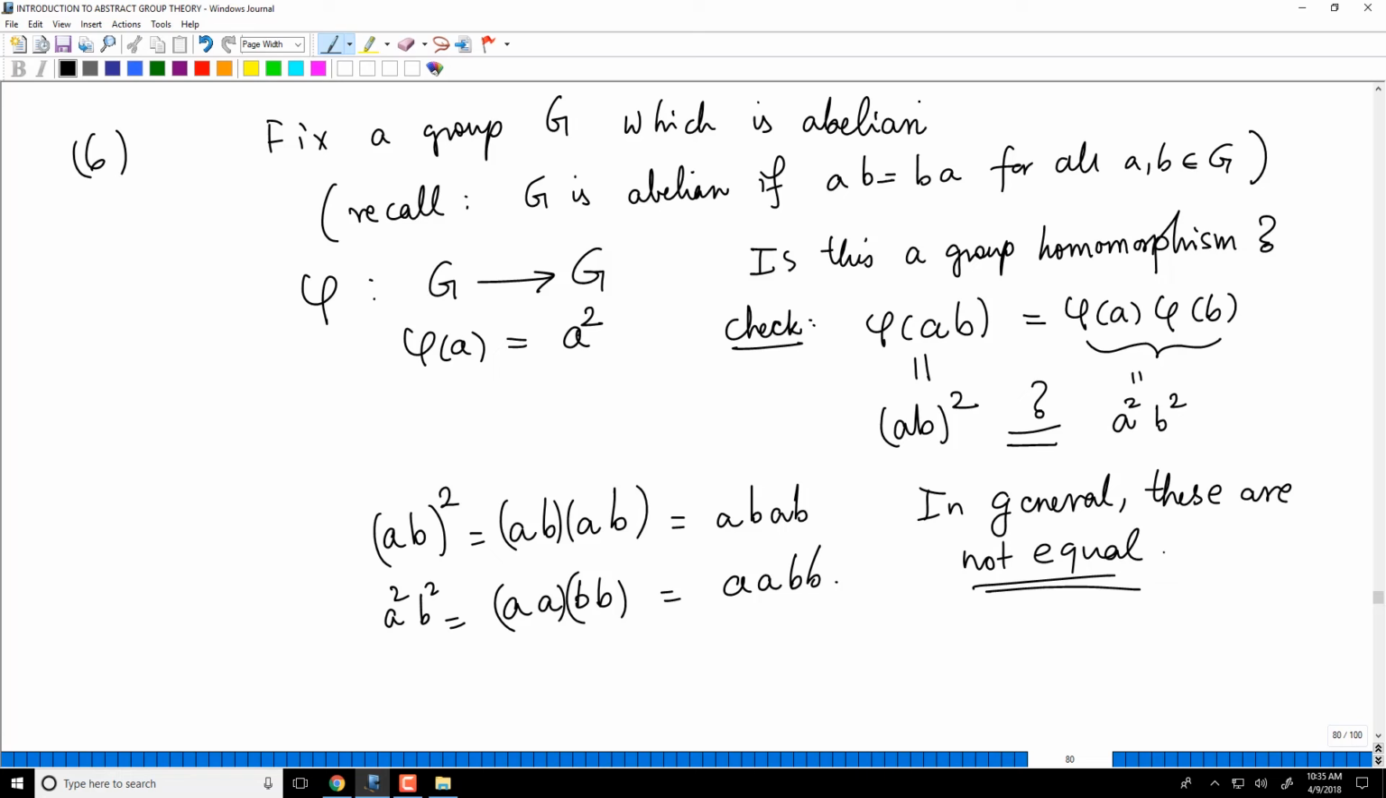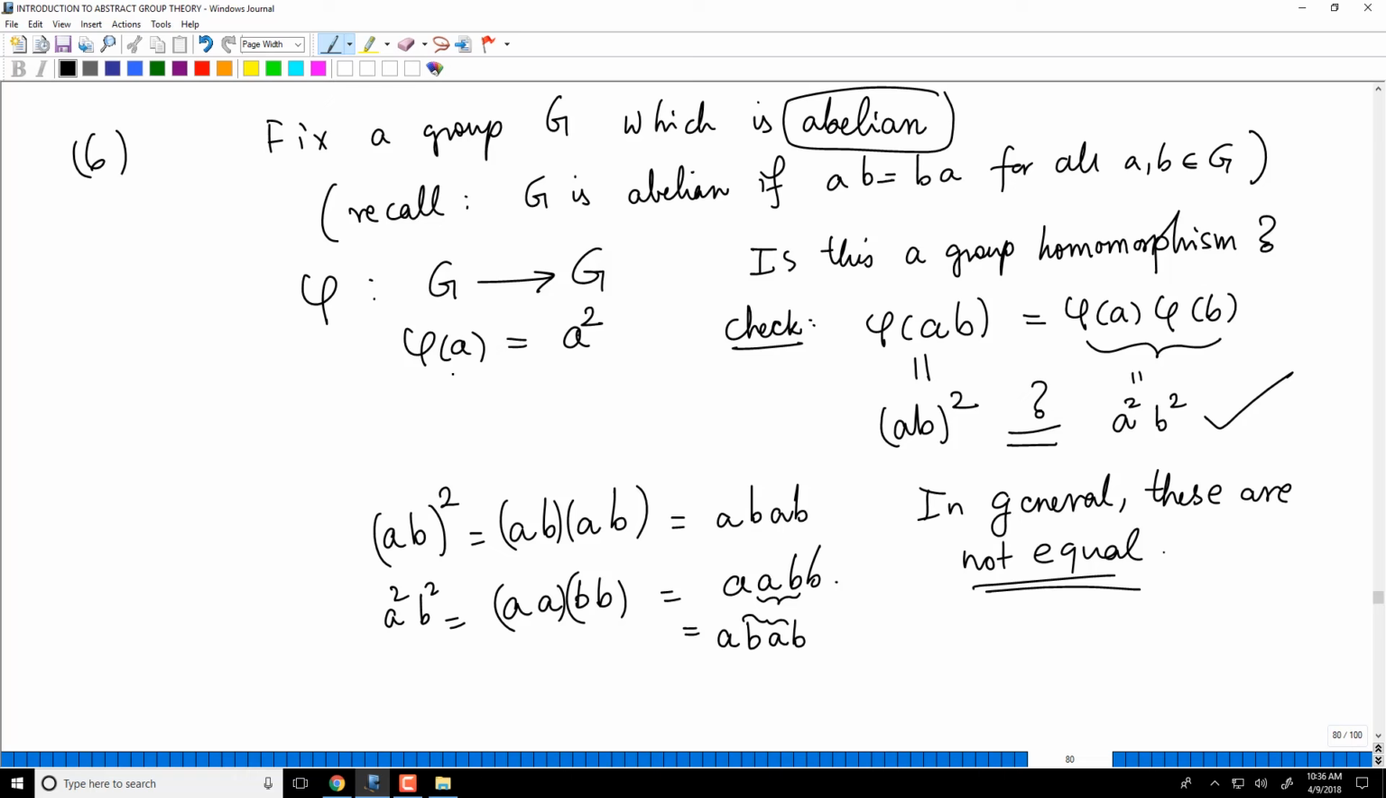But note that we are in an abelian group. I'm starting with an abelian group, so a and b I can interchange in any way I want. So I can interchange the middle two elements, that is a b a b. Because ab equals ba for all a and b, this is ab times ab. So this is true.